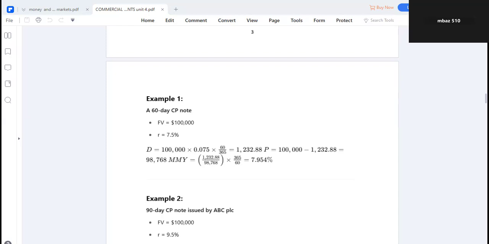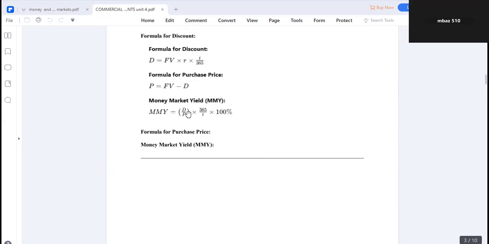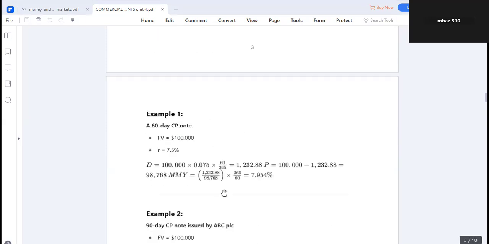Now to calculate the money market yield, we are simply using it in this formula. Money market yield, therefore, is given by discount over purchase price times 360 over time. So here our discount was what? It was 1,200. And our purchase price was 98,000, times 365 over 60 times 100. So we get 7.95%. So this is the value of the money market yield.